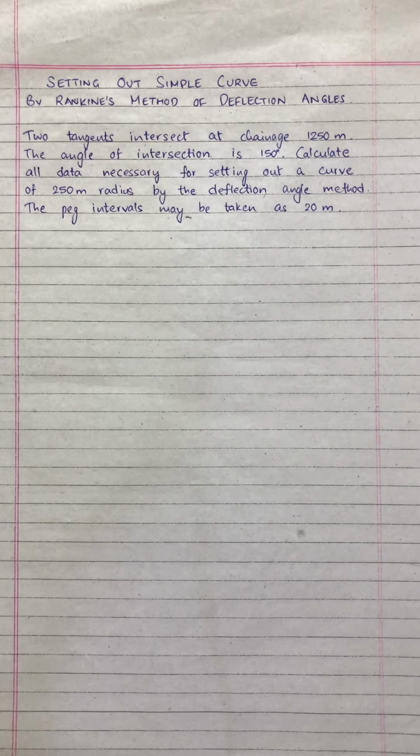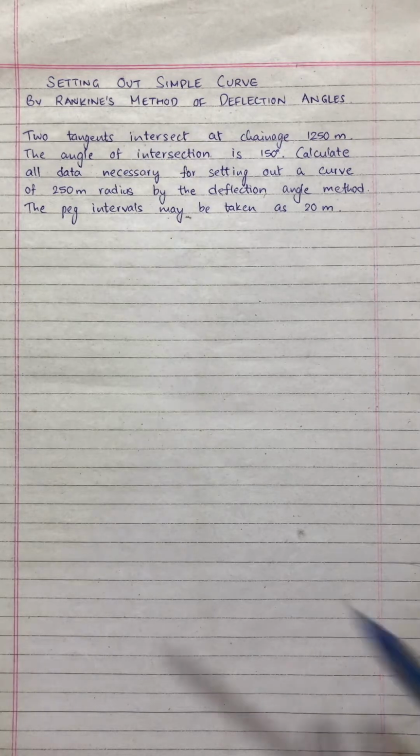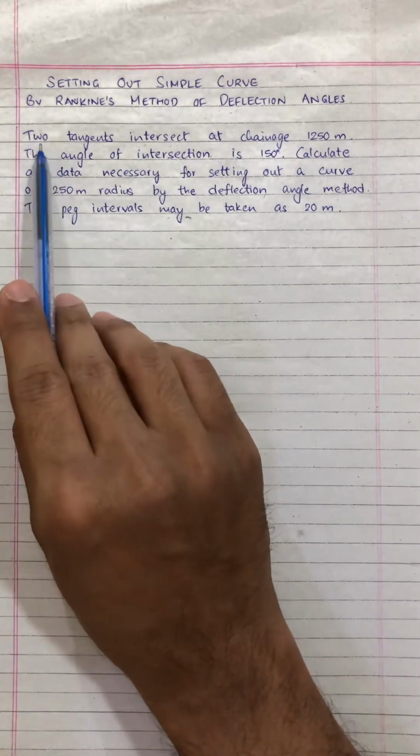In my previous video, we had discussed setting out a simple curve by Rankine's method of deflection angles. In that, we had derived the formula for deflection or tangential angles. Today, we will be solving an example on the same method. The problem statement is given over here.